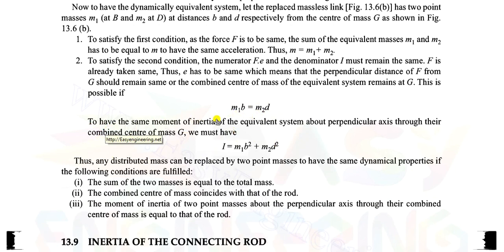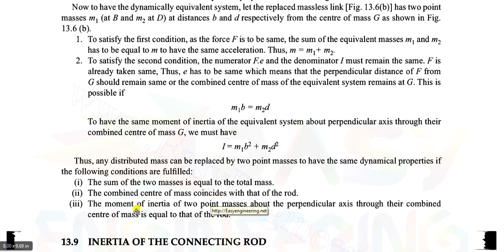So to have the same moment of inertia of the equivalent system about the perpendicular axis through the combined center of mass, we must have I equal to m1 b square plus m2 d square. Okay, because now this is your e only. So m1 into b square plus m2 into d square. Thus any distributed mass, for example a connecting rod, can be replaced by two point masses to have the same dynamical properties if these following conditions are satisfied.